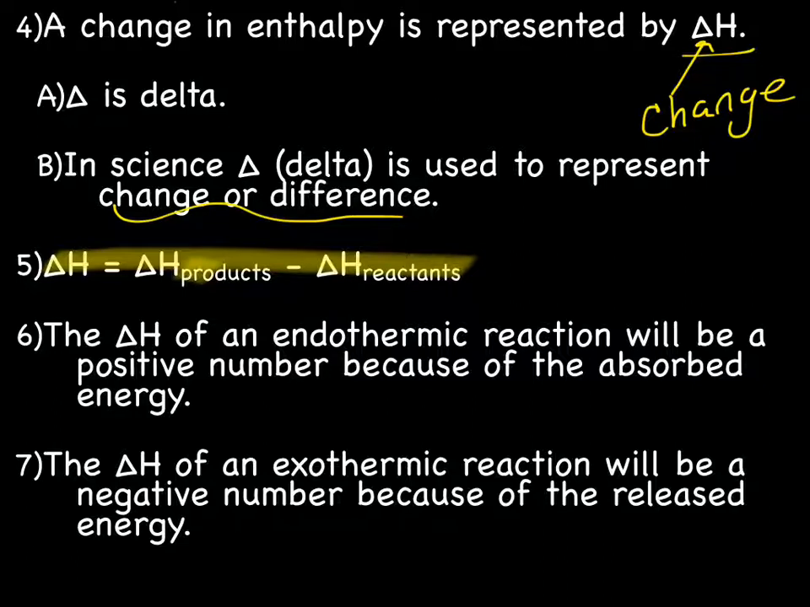The delta H of an endothermic reaction will be a positive number, right, because it's absorbing energy. Another way to think about it, as we talked about in the last lecture, is that the energy of the product molecules is greater in an endothermic reaction than the energy of the reactant molecules. The delta H of an exothermic reaction will be a negative number because you're releasing energy.